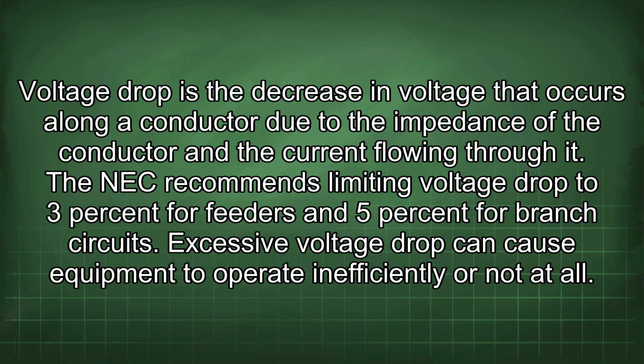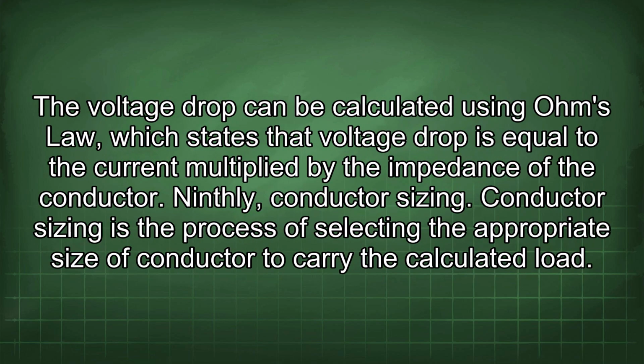Eighthly, voltage drop. Voltage drop is the decrease in voltage that occurs along a conductor due to the impedance of the conductor and the current flowing through it. The NEC recommends limiting voltage drop to 3% for feeders and 5% for branch circuits. Excessive voltage drop can cause equipment to operate inefficiently or not at all. The voltage drop can be calculated using Ohm's law, which states that voltage drop is equal to the current multiplied by the impedance of the conductor.